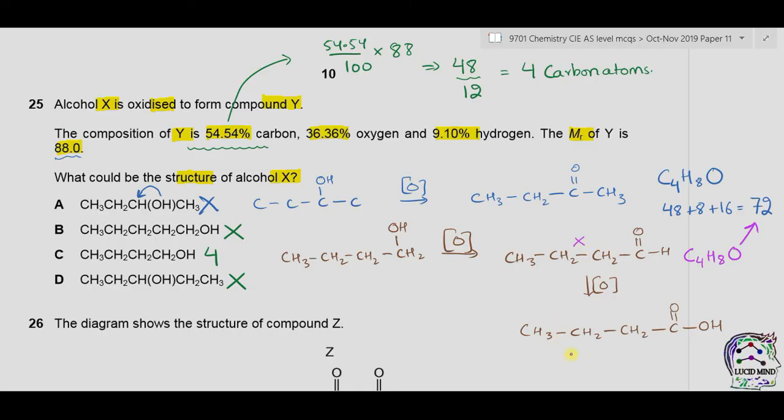In the second product, we have 4 carbon atoms, 8 hydrogen atoms and 2 oxygen atoms. So the molecular mass comes equal to 88. It means that alcohol X was this compound, which is C. So therefore C is the answer.